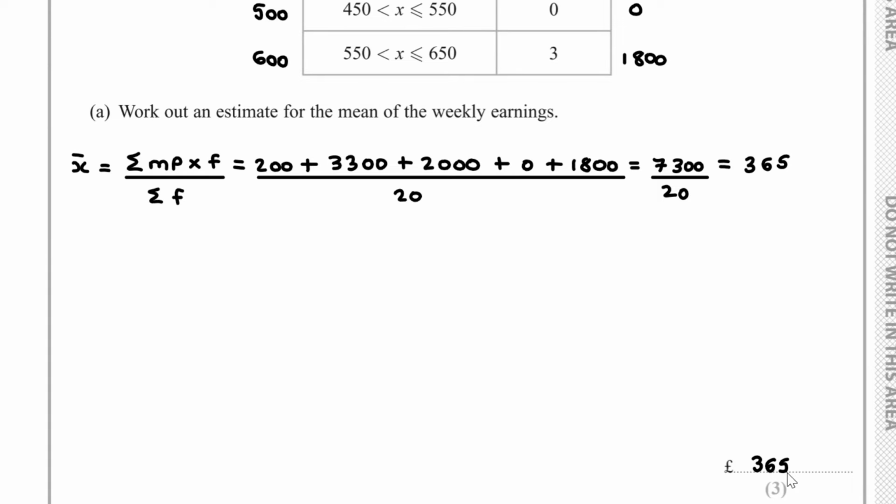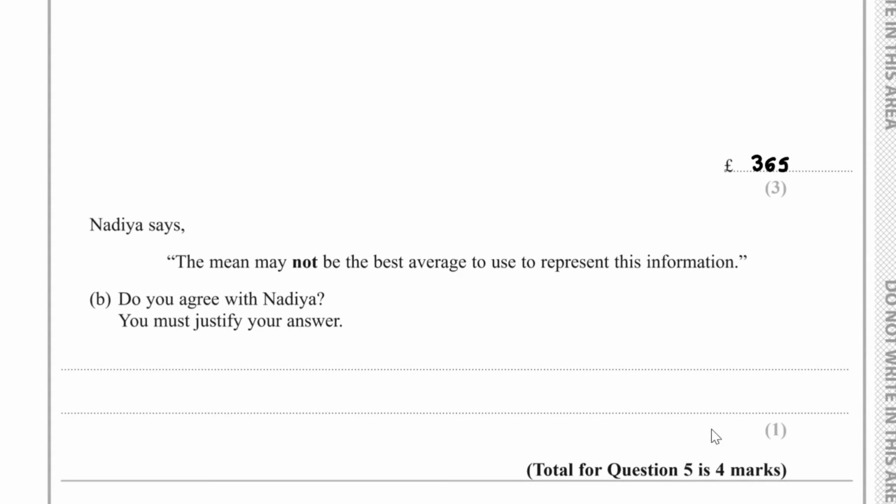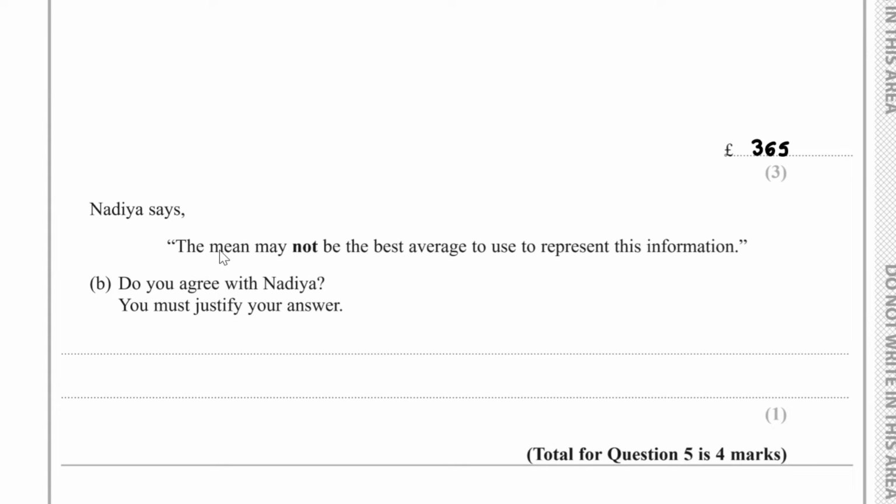And now for part B, Nadia says the mean may not be the best average to use to represent this information. Do you agree with Nadia? You must justify your answer. Well, yes, because the mean is affected by extreme outliers.